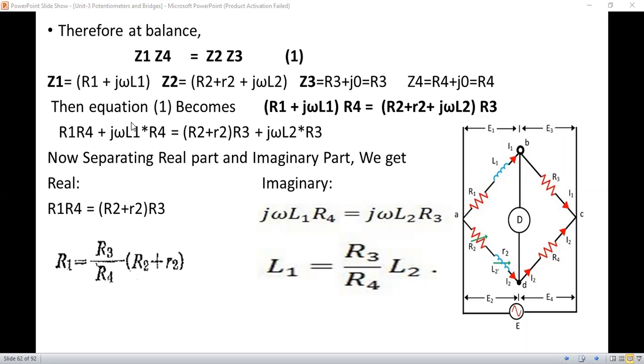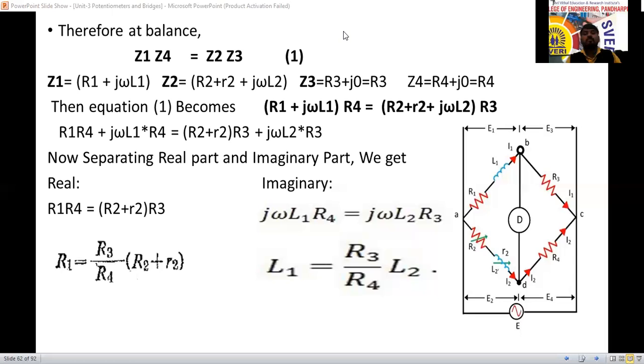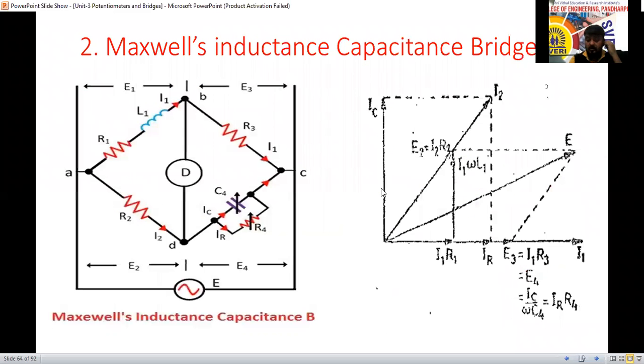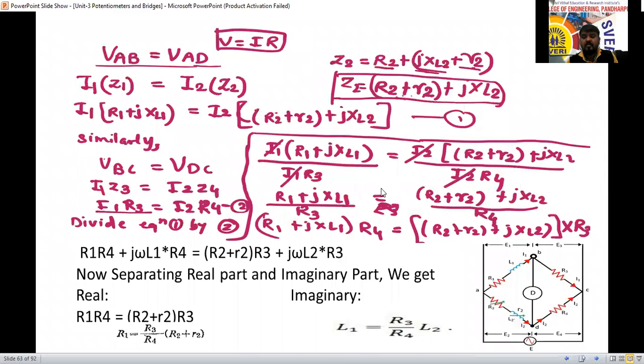I told a few people to note this down, which will help while solving the problems. You have to solve the problems in that situation, that period. It will help you. Okay, next one. This completes the Maxwell inductance bridge.